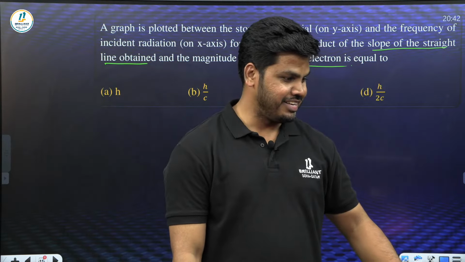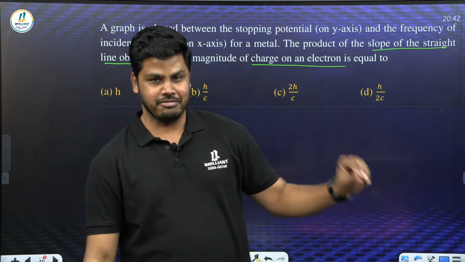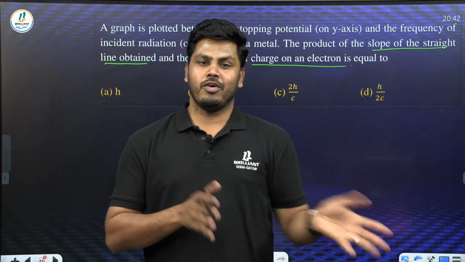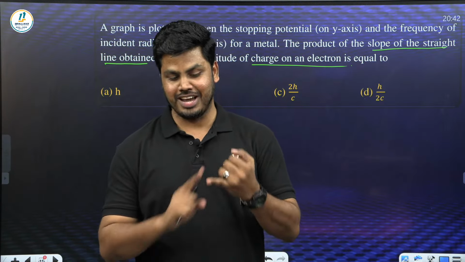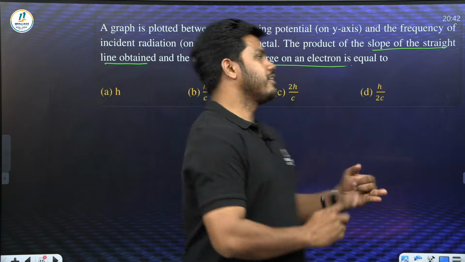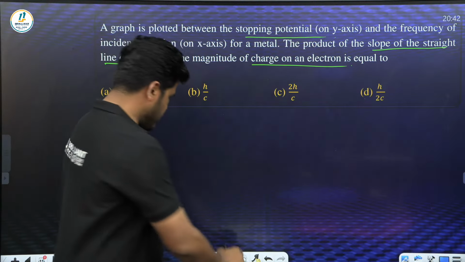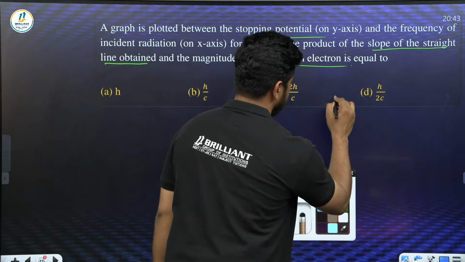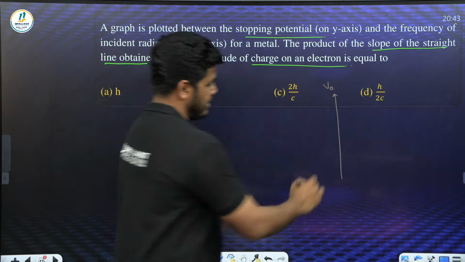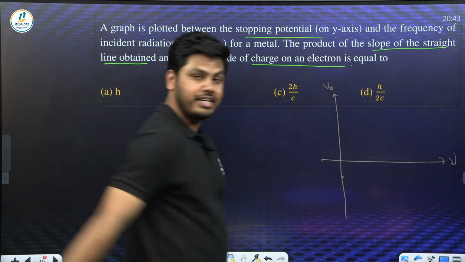You must have identified the answer by now, because we discussed that graph in detail. We have two similar graphs, and the slopes are different if you change the quantities along the x and y axes. I'm talking about the kinetic energy versus frequency graph and the stopping potential versus frequency graph. Here it is the stopping potential versus frequency graph. How will you draw it? Stopping potential V0 is taken along the y-axis, and frequency nu is taken along the x-axis.